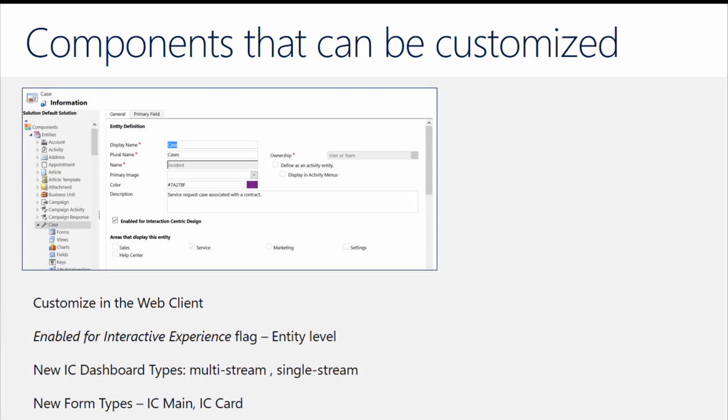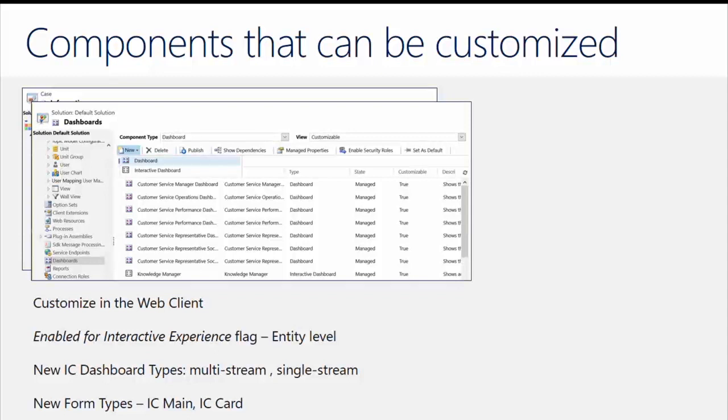Once we've done that, that's going to give us all of the different components that are now associated with it. So now I will be able to go in underneath my dashboards and create a new type of dashboard called Interactive Dashboard. I will also, on the entity itself, have a dashboards option that will appear that will allow me to physically create a dashboard targeted at that entity inside the interactive experience.